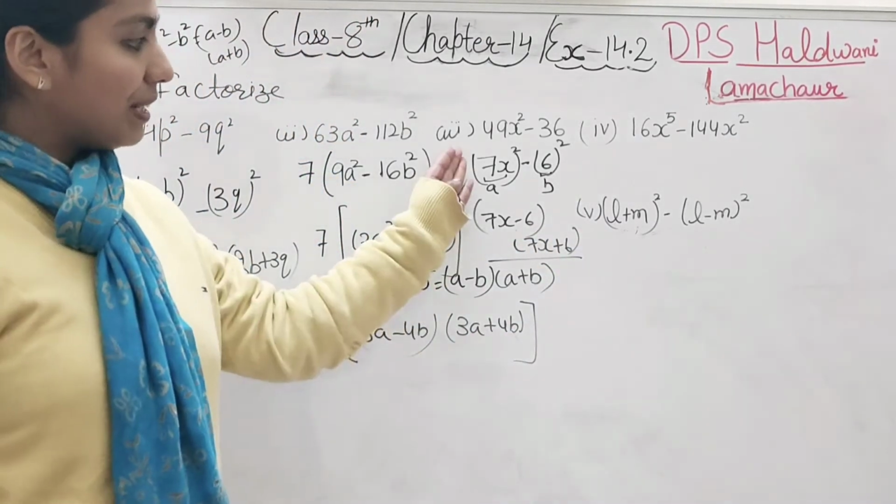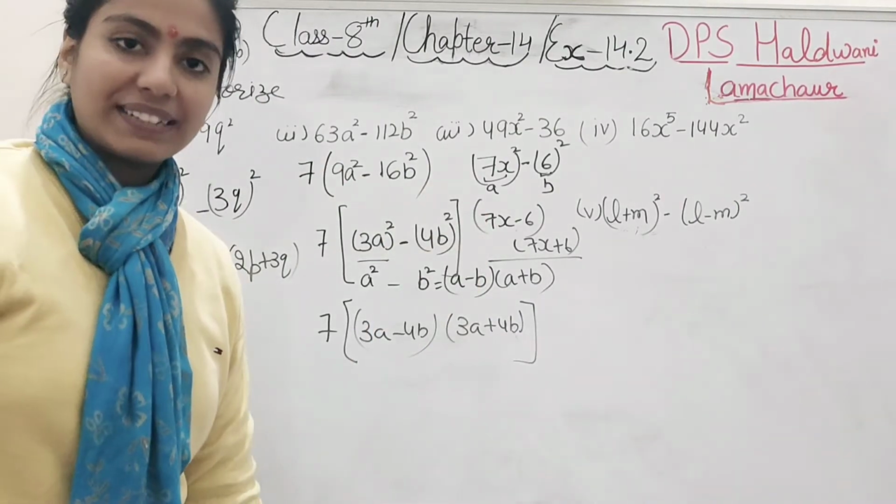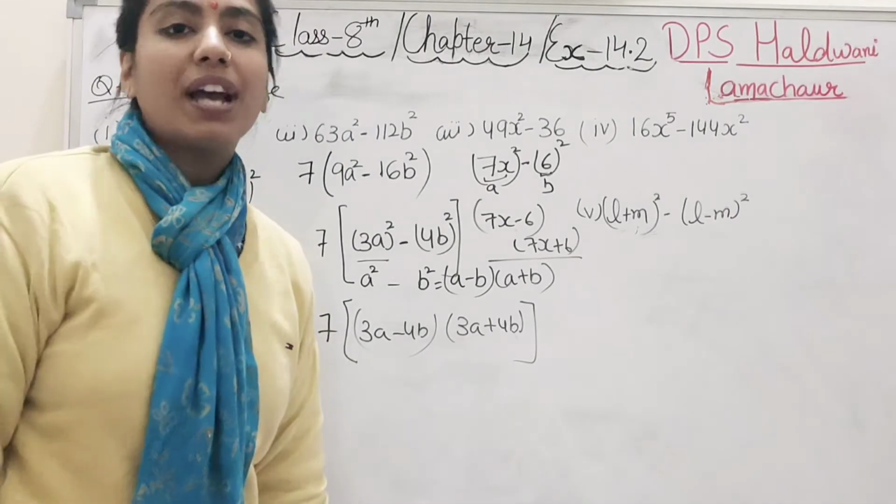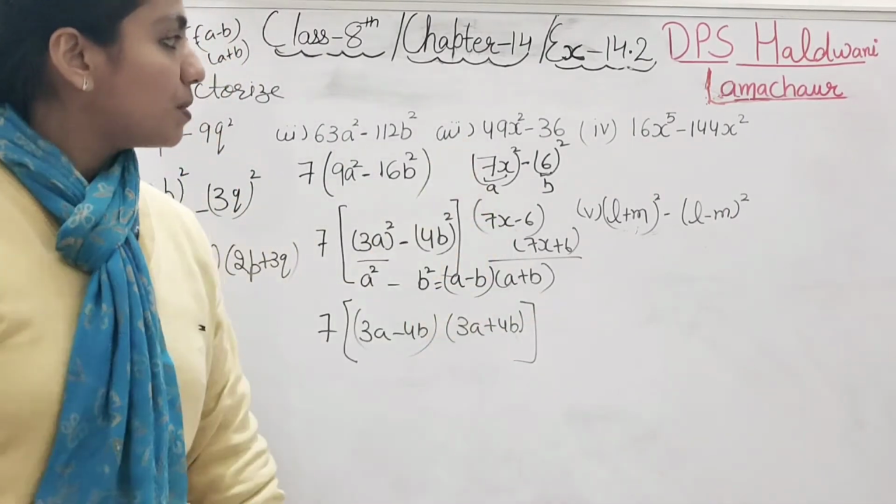Right student? Very simple. In 2 steps only we found the factors. So, by solving, you have to be vigilant which formula we have to use. Okay. So, this was about third part.